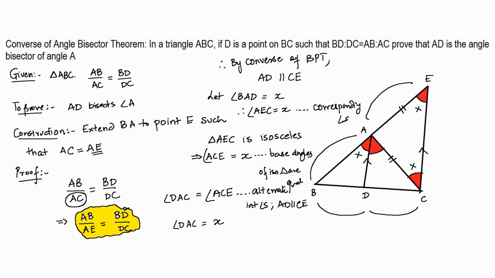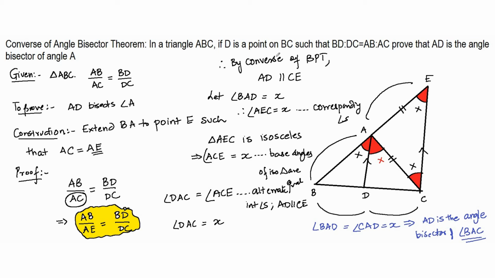So now if you notice, we have angle BAD is therefore equal to angle CAD, which is equal to x, and this implies that AD is the angle bisector. AD is the angle bisector of angle BAC, and hence proved. This is what we had to prove, and this is how we go about this solution.